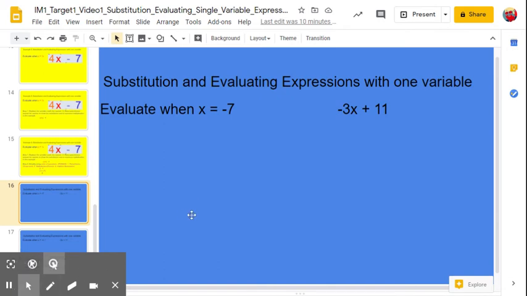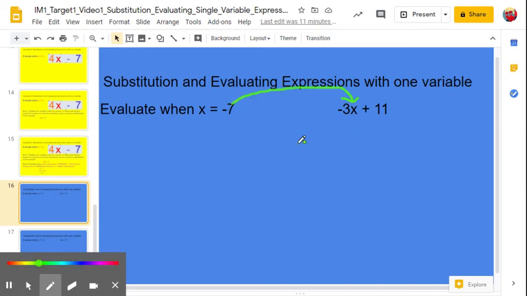All right, why don't you try one here? Your choice, student choice here. So you want to take out a piece of paper, write this down, and do the work there. If you're comfortable doing this in your head, you may do it in your head as well. Your choice, but you are going to evaluate the expression negative 3x plus 11 when x equals negative 7. Give it a try.